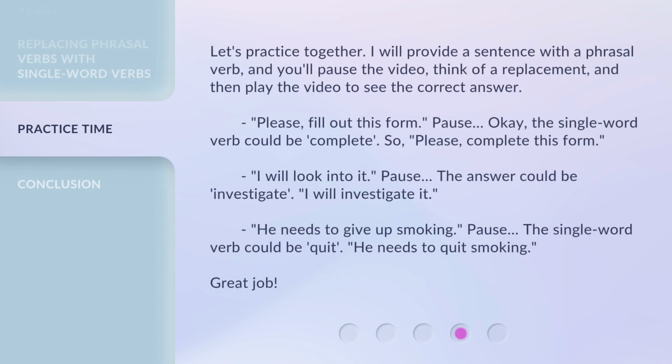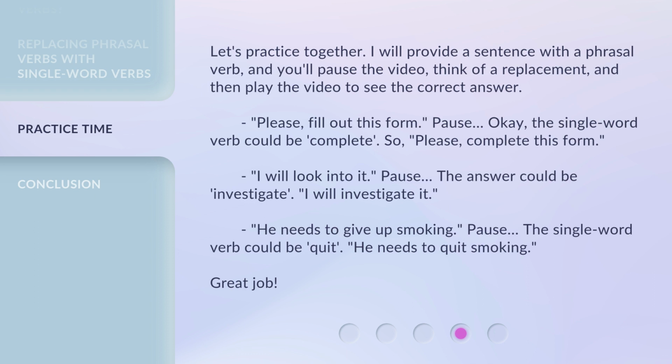Let's practice together. I will provide a sentence with a phrasal verb, and you'll pause the video, think of a replacement, and then play the video to see the correct answer. Please, fill out this form. Pause. OK, the single word verb could be complete. So, please, complete this form.